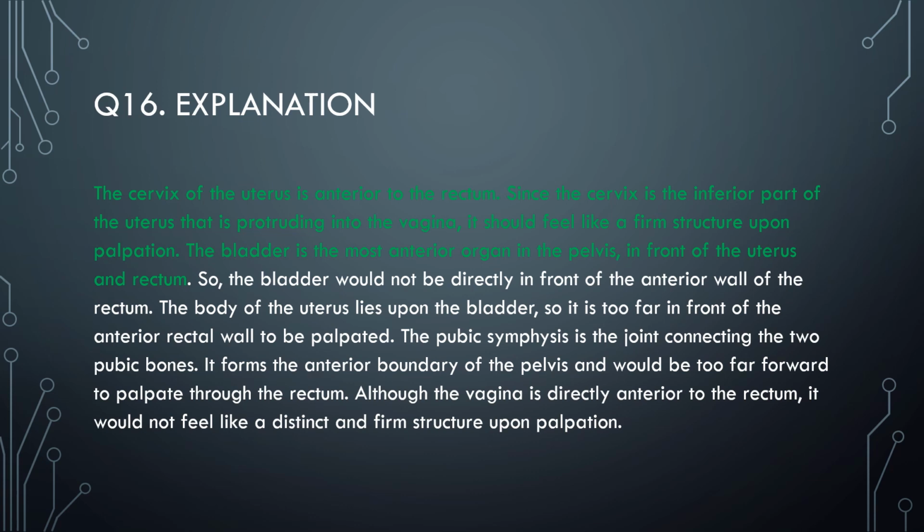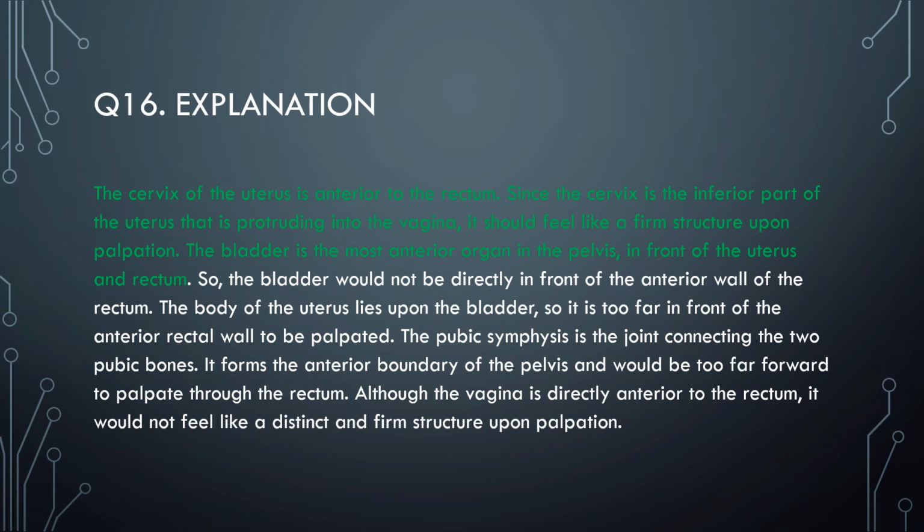Since the cervix is the inferior part of the uterus that protrudes into the vagina, it should feel like a firm structure upon palpation. The bladder is the most anterior organ in the pelvis, in front of the uterus and rectum. So the bladder would not be directly in front of the anterior wall of the rectum. The body of the uterus rises above the bladder, so it is too far in front of the anterior rectal wall to be palpated.